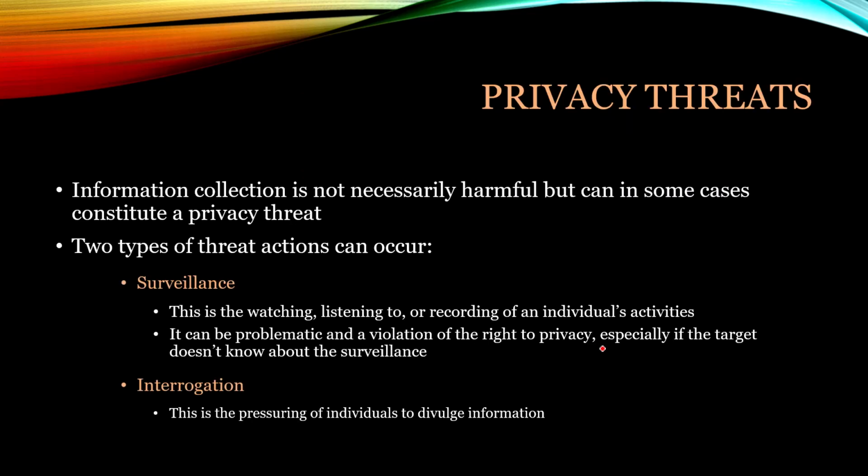So privacy threats include information collection that's not necessarily harmful, but can in some cases constitute a privacy threat. Two types of threats are surveillance and interrogation. Surveillance-based threats involve someone watching, listening, or recording an individual's activities, and that is where we get blackmail or things like that. We also have interrogation, and this is pressuring an individual to divulge information.